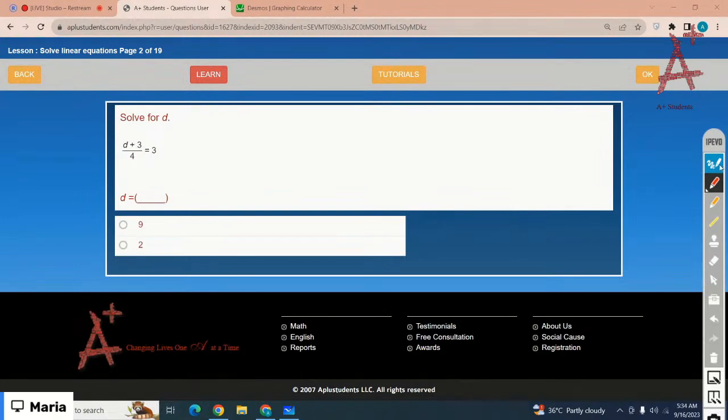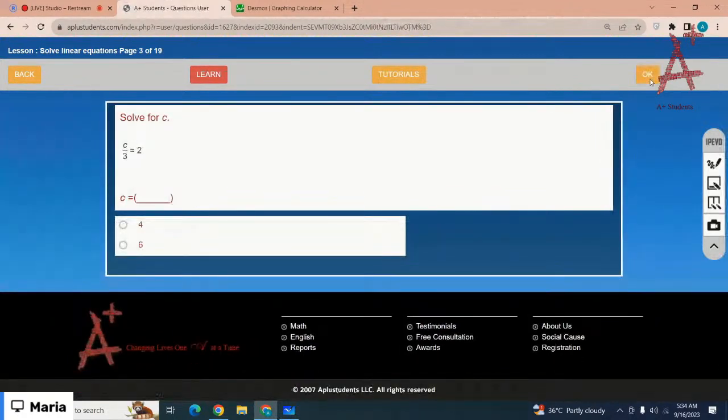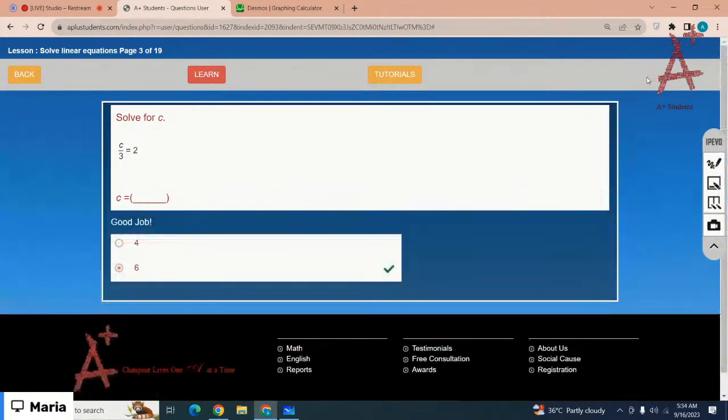The correct option is 9. Okay, you have to solve c by 2 equals 3. So which is the correct option? The correct option is c equals 6.